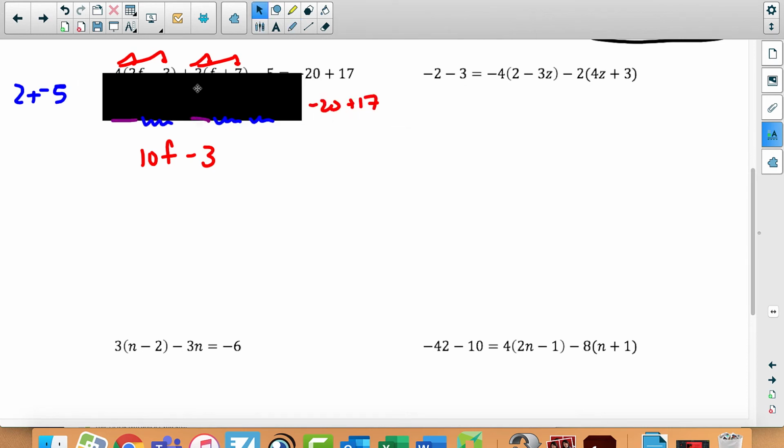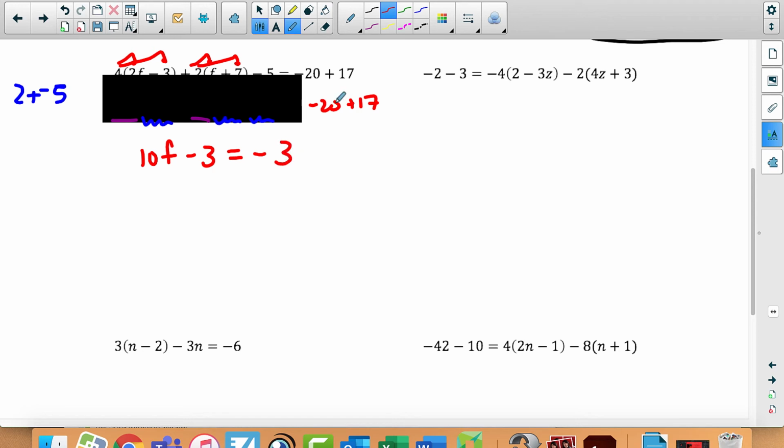On the other side, we have negative 20 plus 17. Do you have more positives or more negatives? You have more negatives. How many more do you have? 3. So there's your answer there.